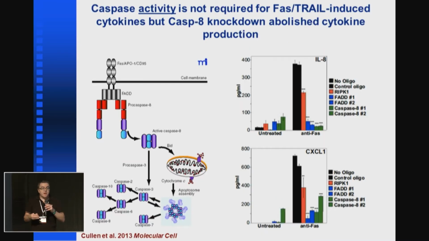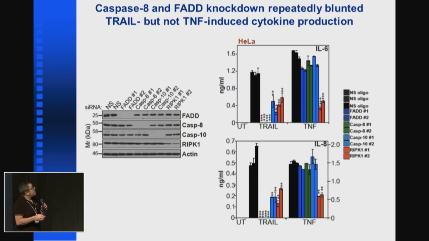So we got a big surprise then when we actually knocked down caspase 8. We got the opposite result. This is what we published a few years ago for FAS. So if you knock down either FADD, the adaptor for caspase 8, or caspase 8 itself, and you measure cytokine and chemokine production, you completely abolish cytokine and chemokine production in response to FAS, and also, data I'm not showing you here, to TRAIL. That was a really surprising result. So if you inhibit caspases with a caspase inhibitor, you enhance cytokine or chemokine production, but if you knock down the caspase, you completely block cytokine production.